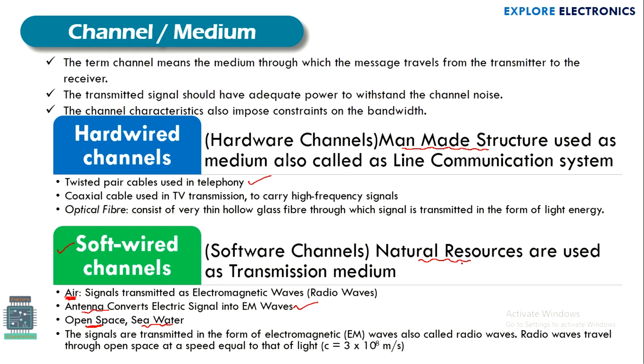These are all natural resources. We have not created those. In the hardwired channel, we say there is a pair of wires, a coaxial cable, which is used in TV transmission. It will be carrying high frequency signals. And optical fiber communication, OFC, where light passes through a glass fiber, using total internal reflection, using light energy. So these are things which we have created to transmit data using a wire, a cable and a fiber. This will be called hardwired channels. Soft-wired channels, a better example is air. Air interface is a soft-wired channel.